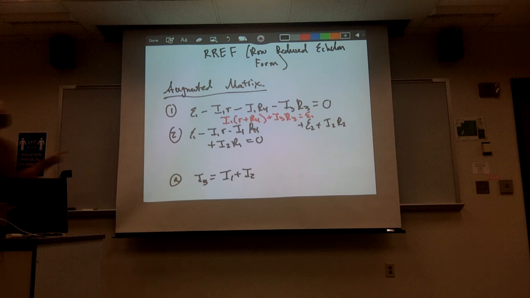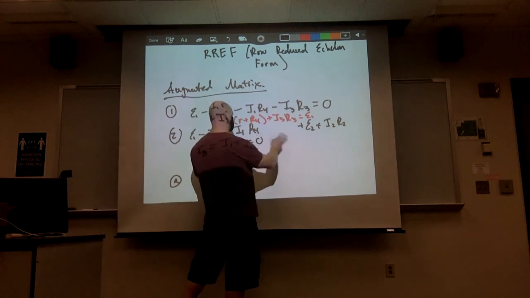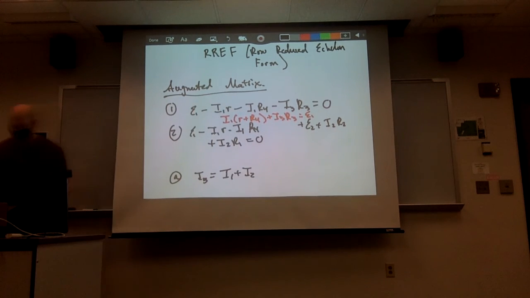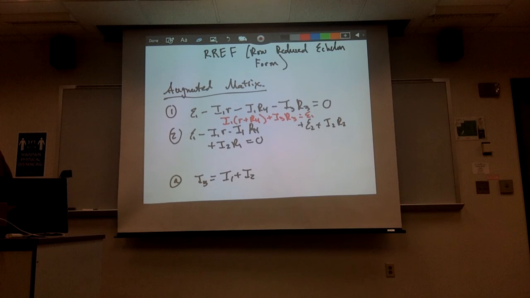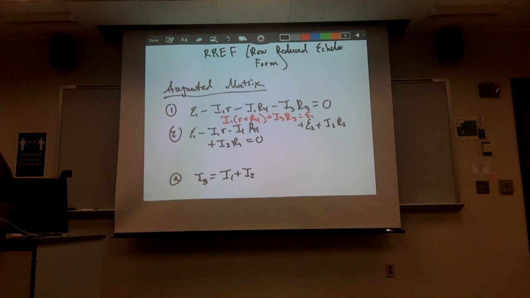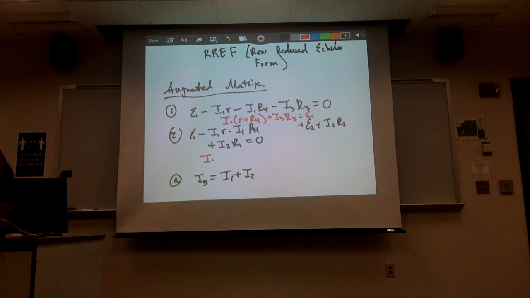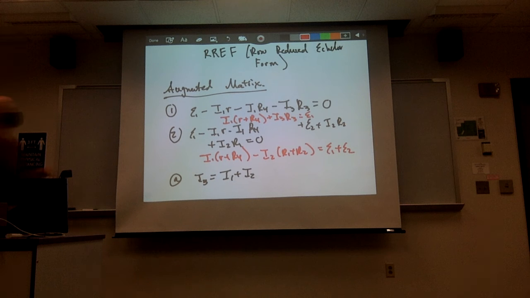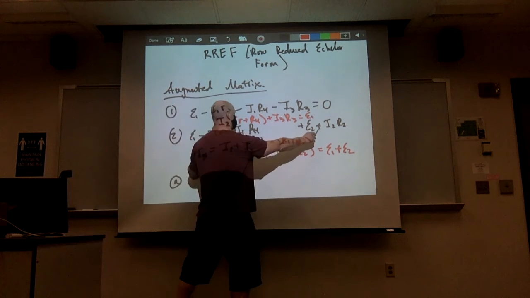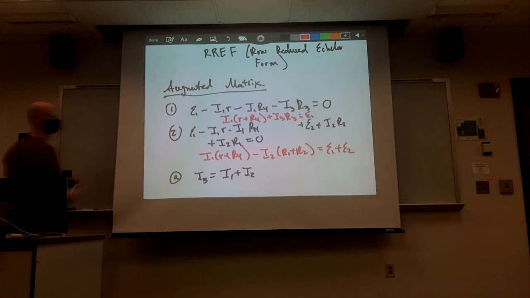Okay, so now I'm going to do the same thing over here. I'm going to move all the currents to one side and anything that's not a current to the other side, which means in this case, I'm going to rewrite this. So it's going to be I1, again, R plus R4, minus I2, R1 plus R2, is all then equal to E1 plus E2. This current here is negative, of course, because we brought it to the other side.